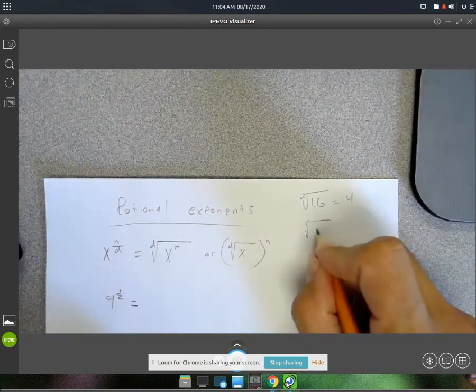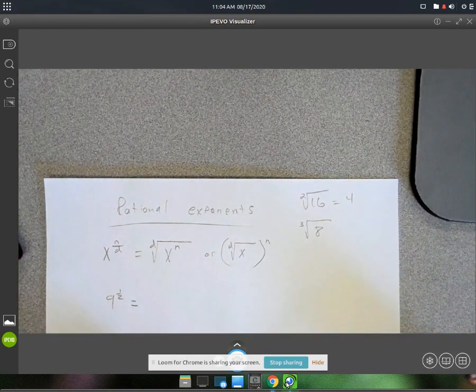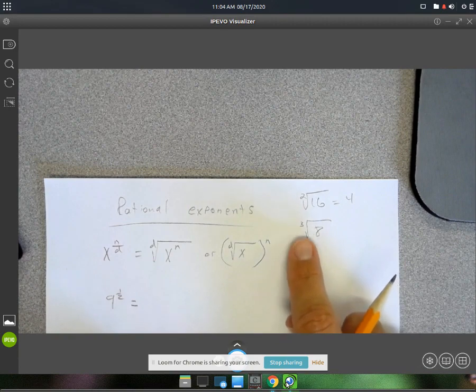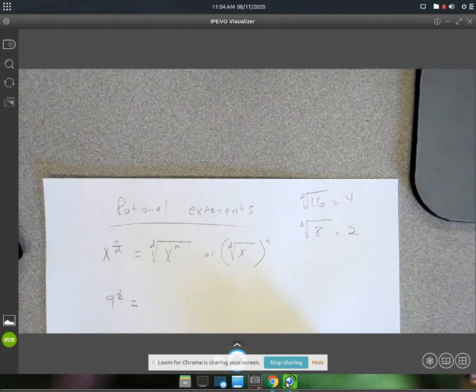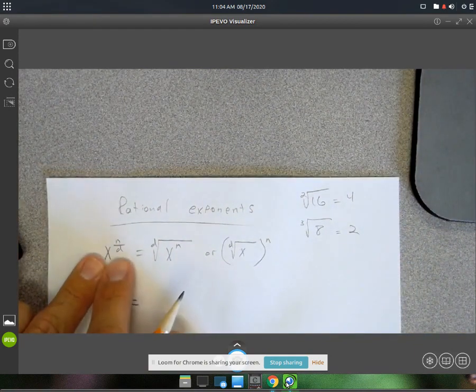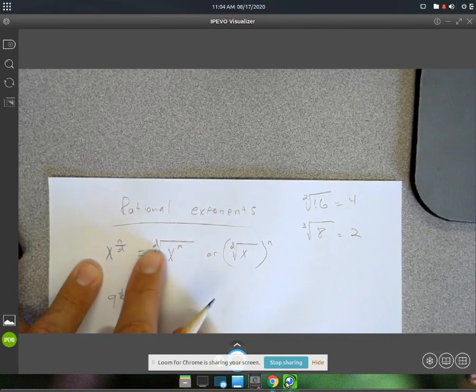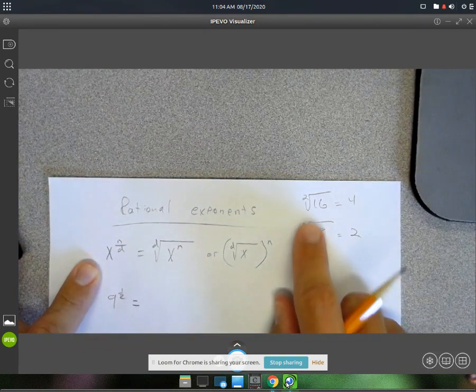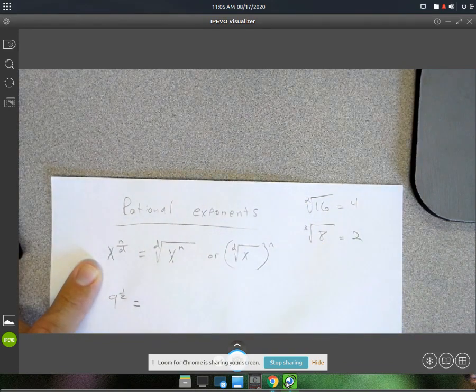So it didn't have to be a 2. Let's say we had something like this, where it was the third root or the cubed root. This just means we're looking for some number multiplied by itself 3 times that will give us 8. And that would be 2, of course. When you're given an expression that has a fractional exponent, you're going to take the denominator, and that's going to be the index of your root, right? So like a 3 or a 2.